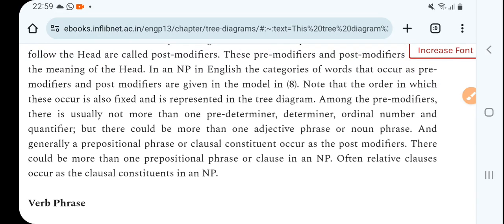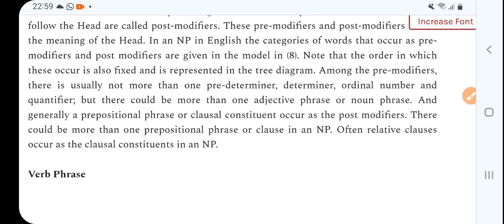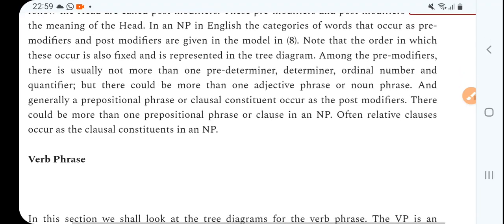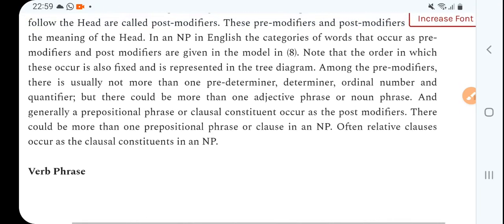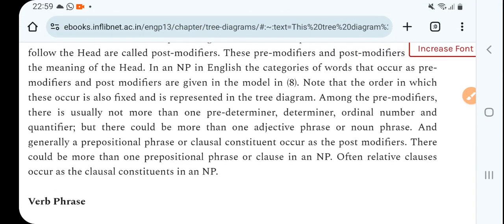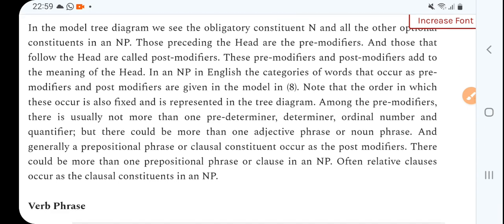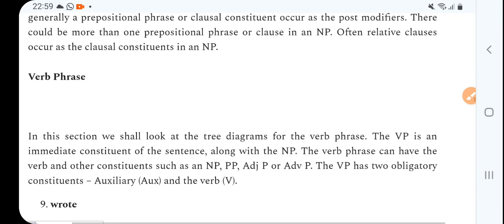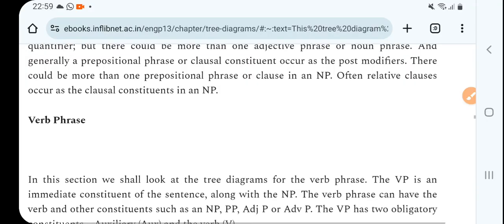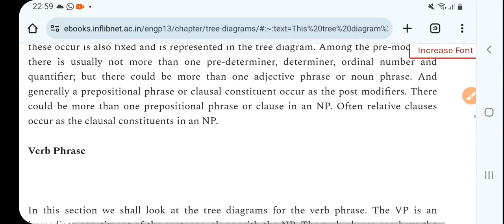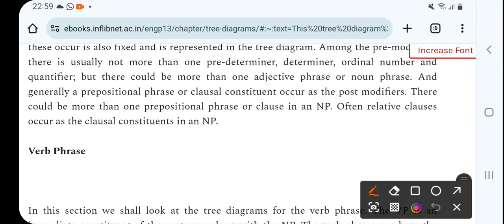Post-modifiers are given in the model 8. Note that the order in which these occur is fixed and represented in the tree diagram. So what they are talking about, the same post-modifier, wait a minute, this is what I was talking about.